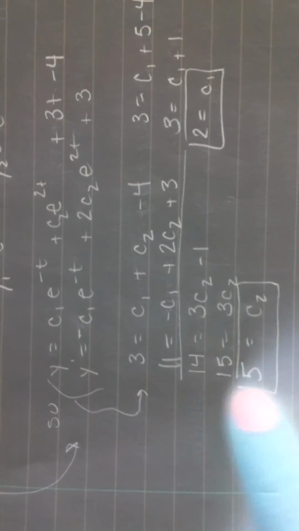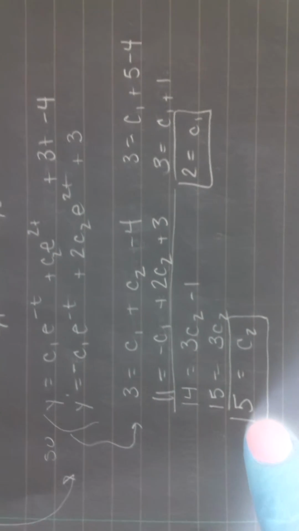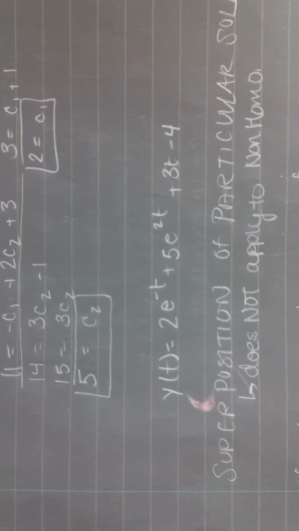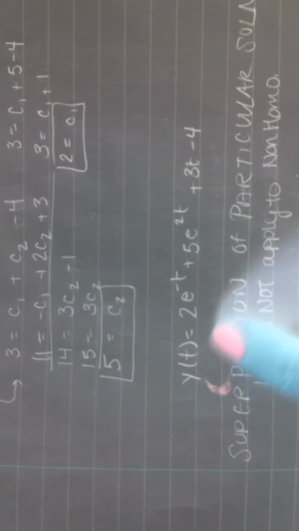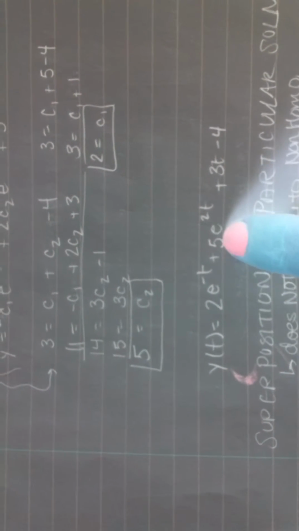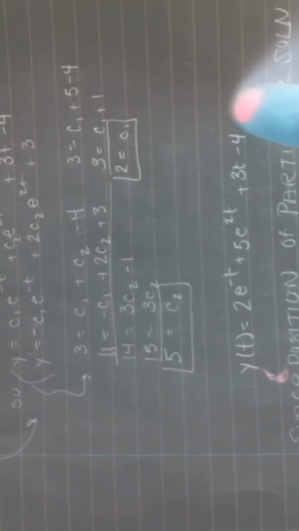Now I go ahead and solve. I get a c2 of 5 and a c1 of 2. So to establish my final solution for this IVP, I get a y of t equals c1 of 2 times e to the negative t plus c2 of 5 times e to the 2t plus my particular solution, 3t minus 4. This extra part is a product of the fact that this is a non-homogeneous differential equation.